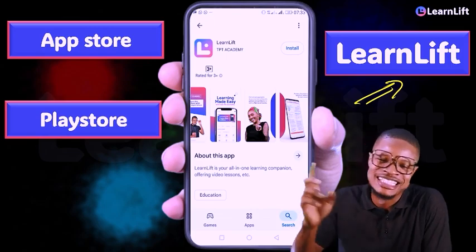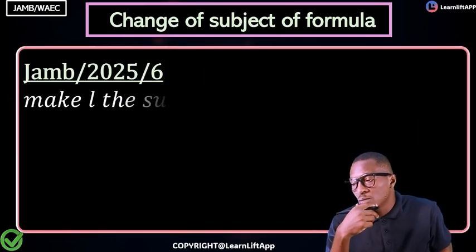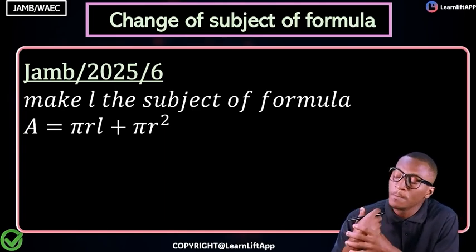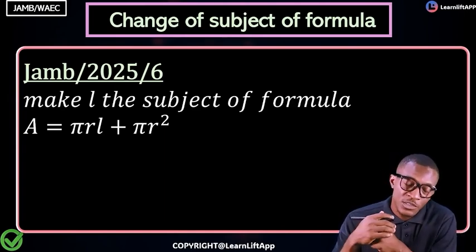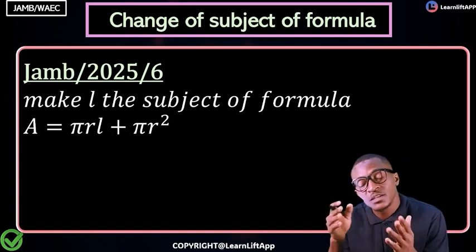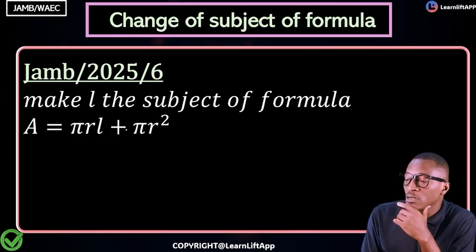Before we proceed, let's get back to class. Flow with me. Let's have another question. JAMB 2025. Make L the subject of the formula in this equation. What formula is this? Is this total surface area of a cylinder or a cone? Well, we're going to learn that. I'll try to make L the subject of the formula.